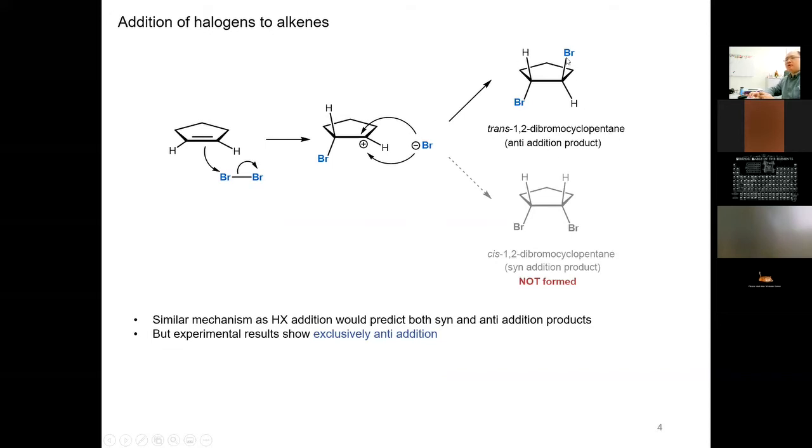So the experiment's result shows us that it might not go through the same mechanism as the HX addition, because we didn't observe the trans and the cis product. Only the trans product is observed. So in this case, we must come up with a modified mechanism to explain this stereochemistry outcome, right? Because the result is exclusively anti-addition.